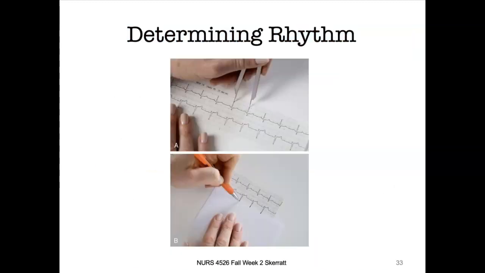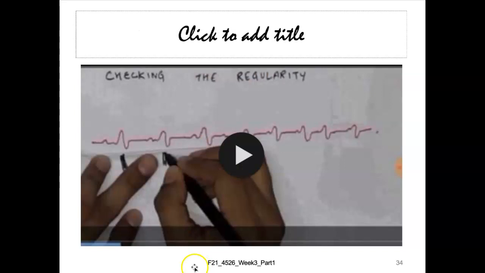So when you work on a telemetry unit, you may use calipers. And what you would do is you would take the difference between two of the R to R, and then you would measure your calipers along here to see if they're all regular. Or what you can do is take a simple piece of paper, mark off the R waves here, and you can move this piece of paper along to see if the R waves are all regular. So I've got a video here that's going to show you how to mark the regularity with a paper.